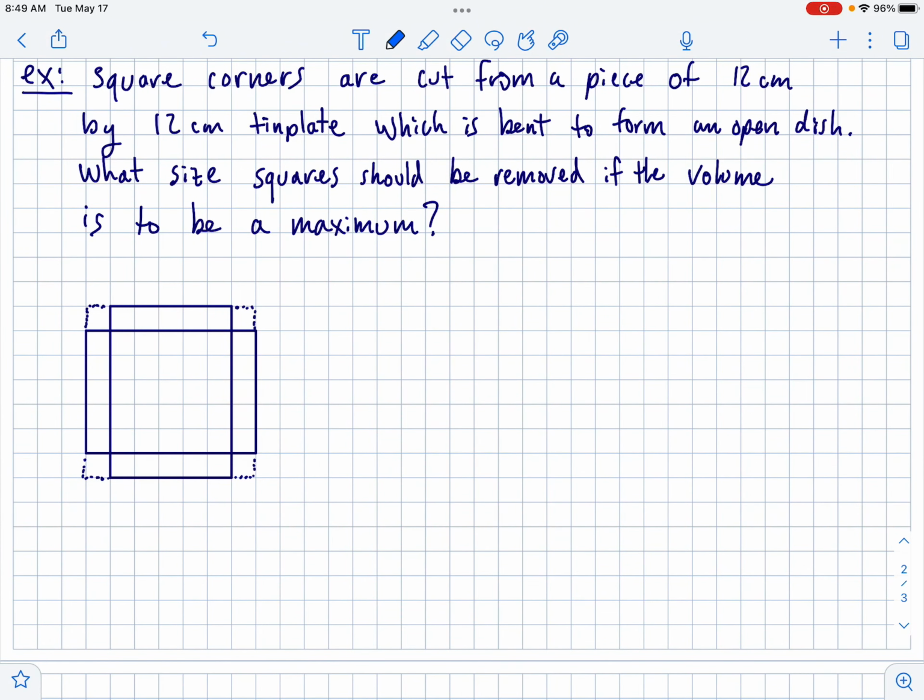Last problem. Square corners are cut from a piece of 12 by 12 tin plate, which is bent into an open dish. What size squares should be removed if the volume is to be at a maximum?